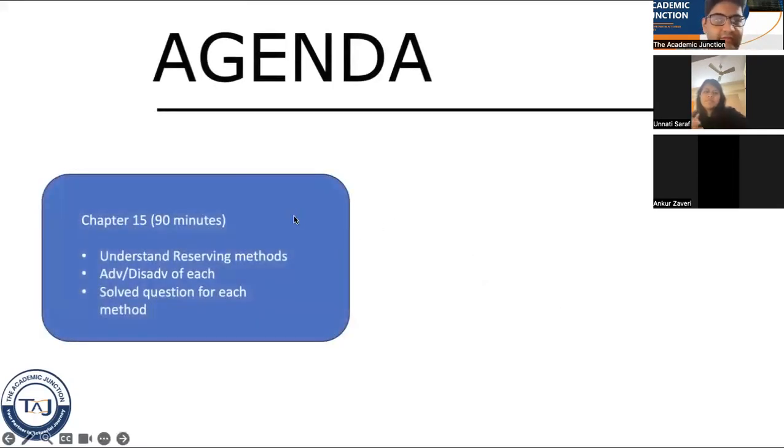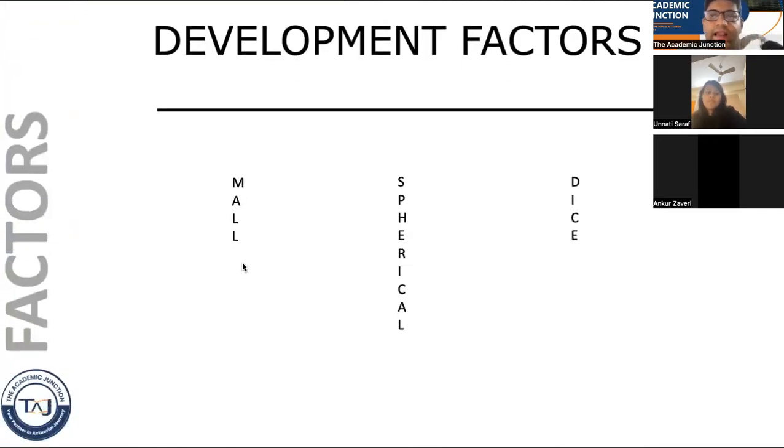So today I've allocated 90 minutes over here because I generally tend to go over the limit, but the idea is to complete it within 60 minutes, right? So, Ankur, if you remember, in our last class, we looked at all the factors that affect the development factors, right? I hope you were able to go through and look at the mnemonics again.